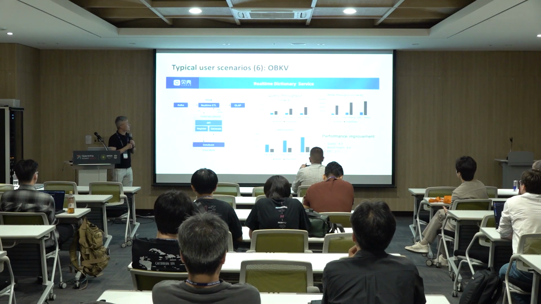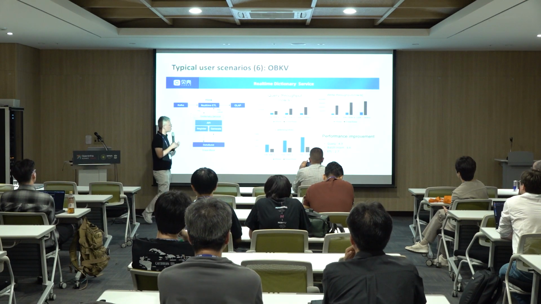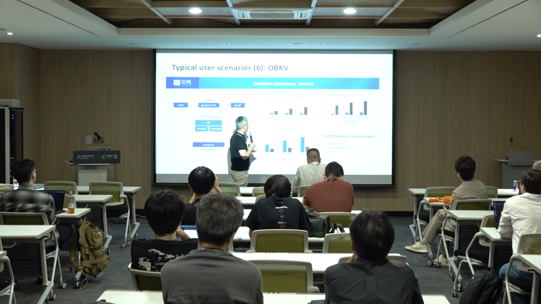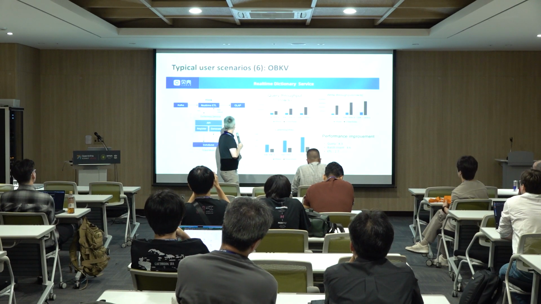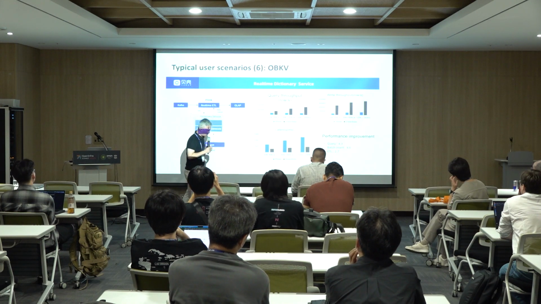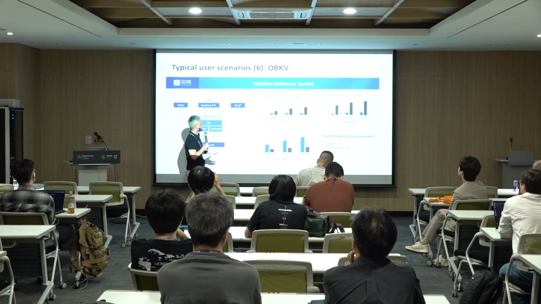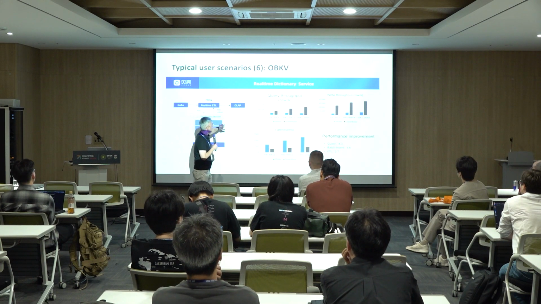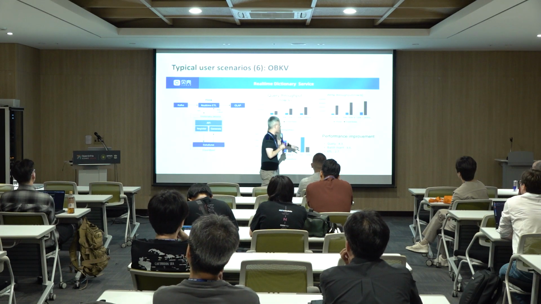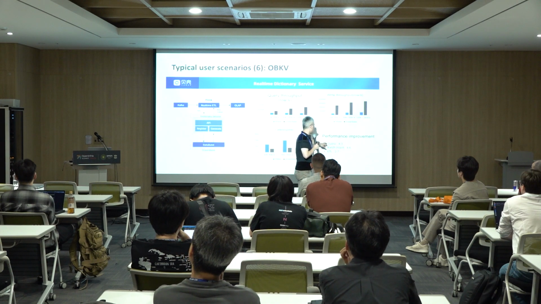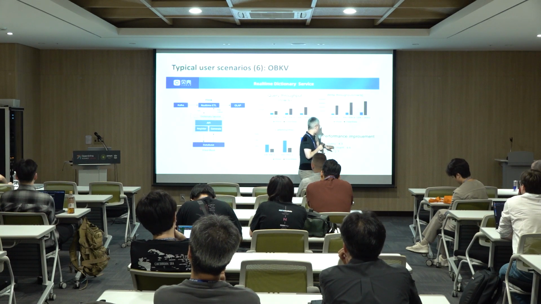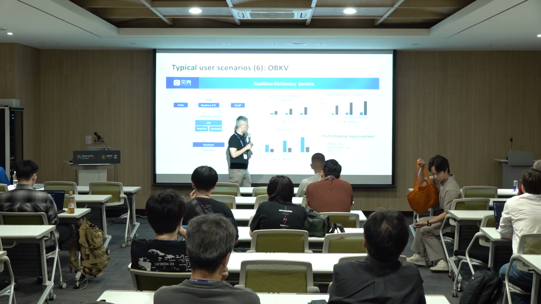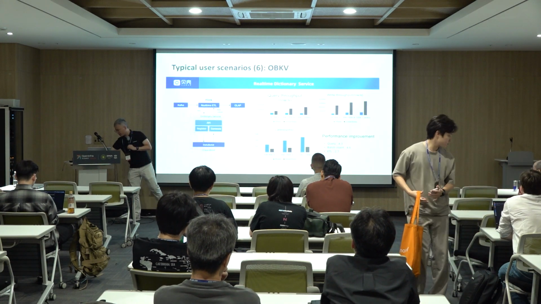The last one is about OBKV. OceanBase can provide a key-value system, no other extra component. Beike is the biggest real estate agent in China. They use OceanBase to replace Apache HBase. The performance has been improved much. Query has been improved 4 times, batch insert 4 times, and ETL 2 times. Okay.